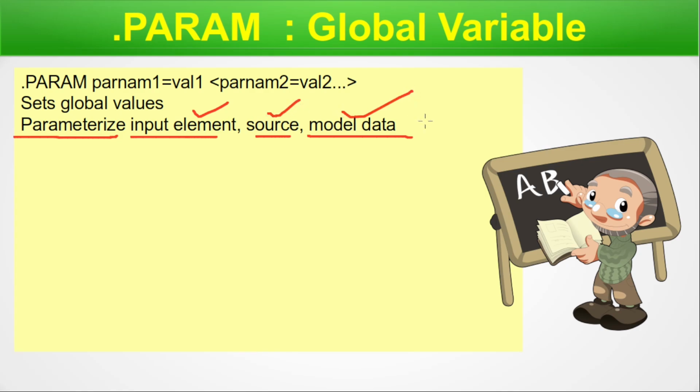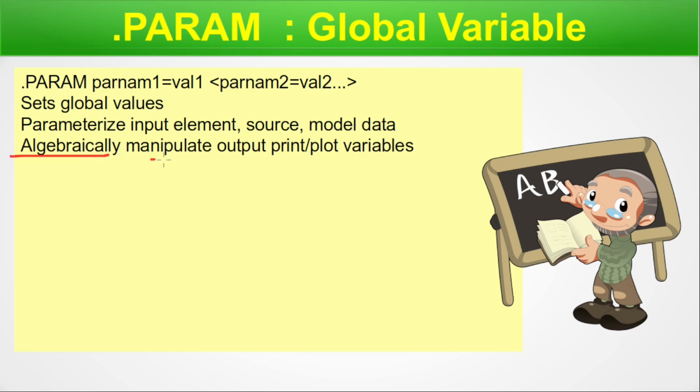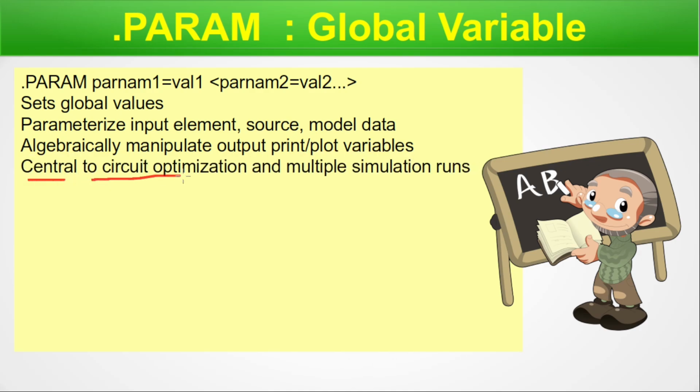We can use it in multiple ways. So it's a kind of Swiss Army knife that can be used not only as a global variable but also to parameterize different input elements of the spice deck, and to algebraically manipulate output, print or plot variables. That is another utility central to circuit optimization and multiple simulation runs.